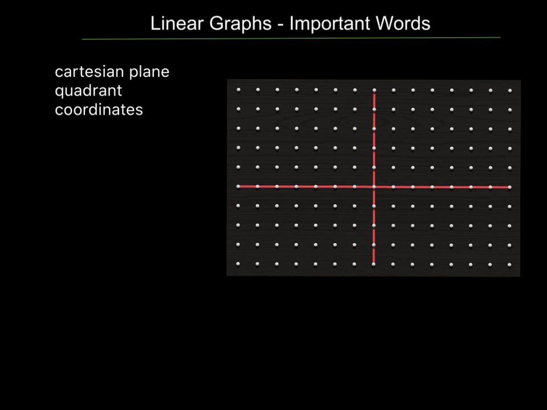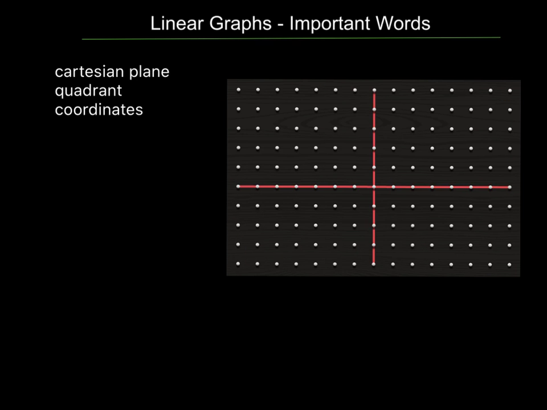Let's look at some important words for linear graphs, starting off with Cartesian plane. This graph that we draw here with all the points on it and the two axes is the Cartesian plane. It goes on in all directions to infinity and minus infinity. It never ends. We only ever look at a part of it at a time.